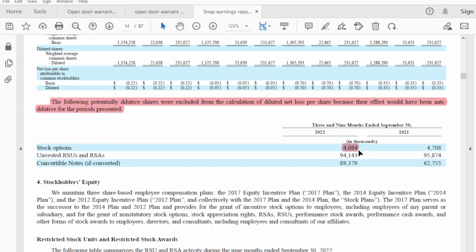I hope you guys really understood a little bit more about diluted earnings per share and how they're calculating this for stock options. Definitely stay tuned for part 2, where I am going to talk about warrants.